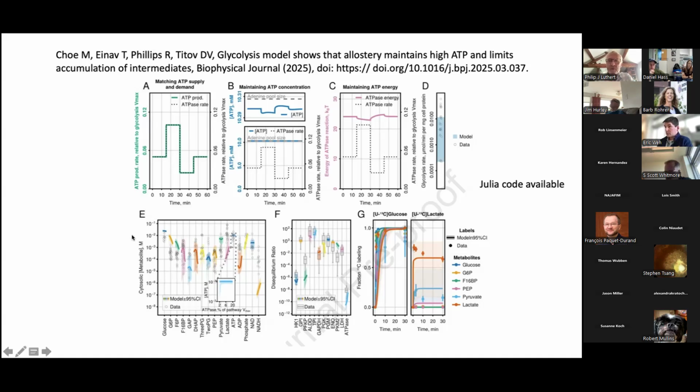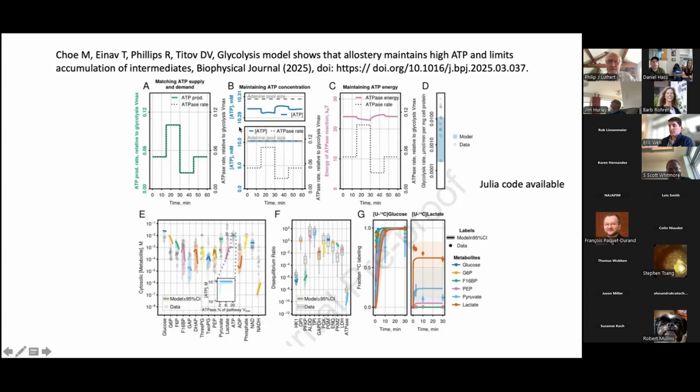And I'm not going to be able to do justice to it, but in essence, what they've done is led by looking at demand. So again, this is now a demand-led model, and what they're showing in panel A, they impose a step rate increase in ATPase activity, and the model shows that glycolysis keeps up with it and produces ATP that matches that.